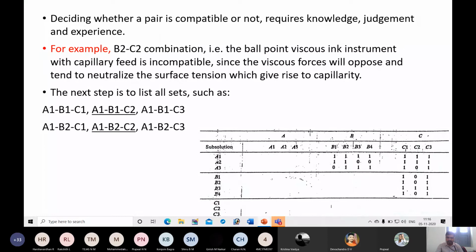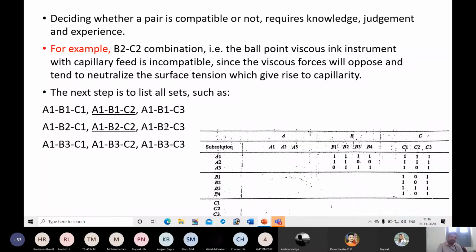Similarly, A1, B2 is compatible. Next, B2, C2 is 0. That means it is incompatible. That's why it's an incompatible combination, denoted by underlining it. Next, A1, B2, C3. Similarly, if you evaluate, it is a compatible set.